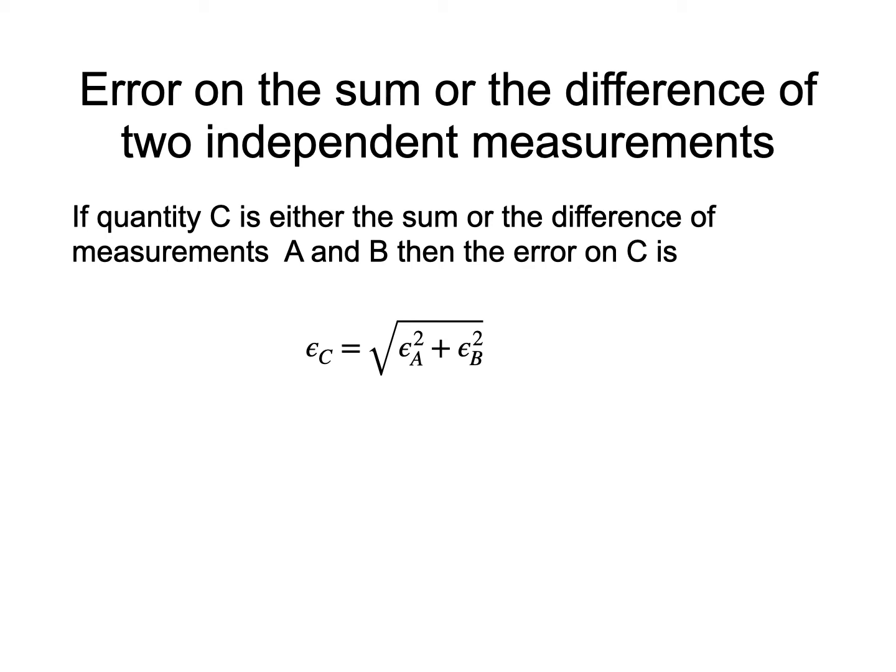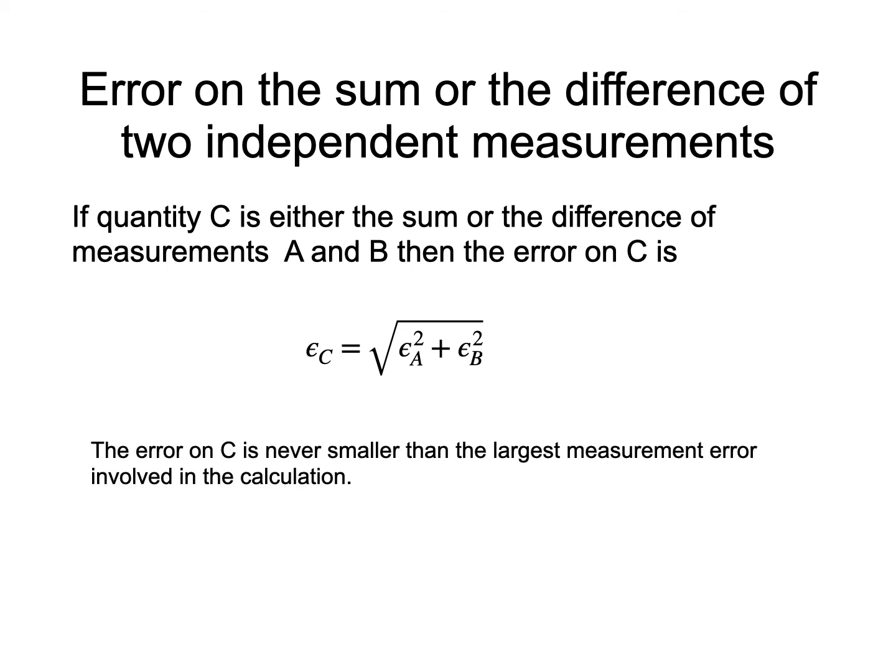Now let us have a closer look at what is involved in this formula. It has a sum of squares that will always be greater than any of the individual terms in the sum. In particular, it will be larger than the largest term in the sum. This means that the error on C is never smaller than the largest measurement error involved in the calculation.